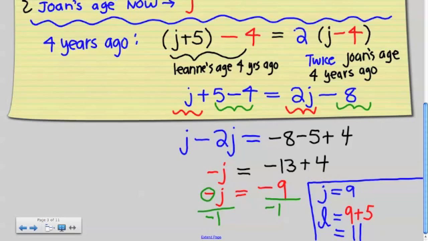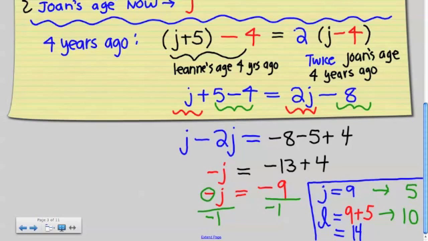Okay, so let's test our theory. Oh, sorry, 14. What am I doing? 9 and 14. So, in green, what was Joan's age how many years ago? 4 years ago. Stacy, what was Joan's age 4 years ago? 9 minus 4? 5. And what was Leanne's age? Okay, so 4 years ago, was Leanne's age twice Joan's age? Yes, so it makes sense, right?